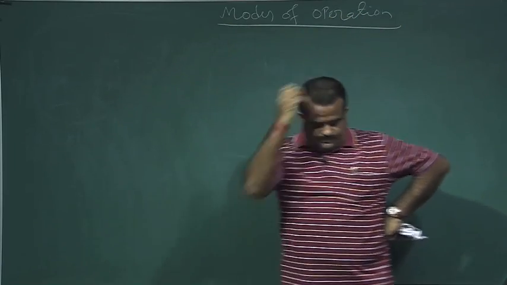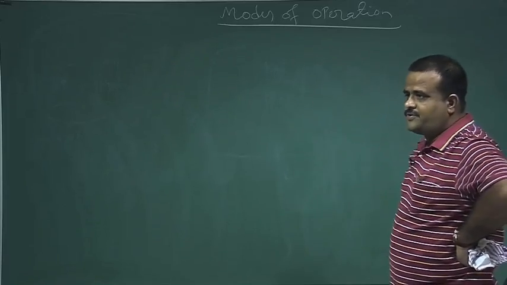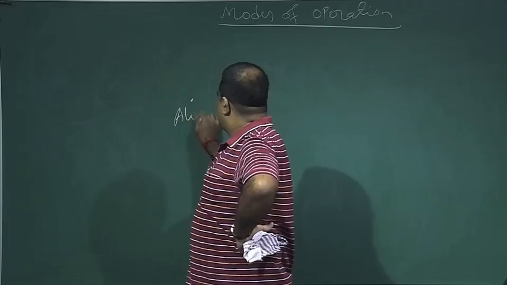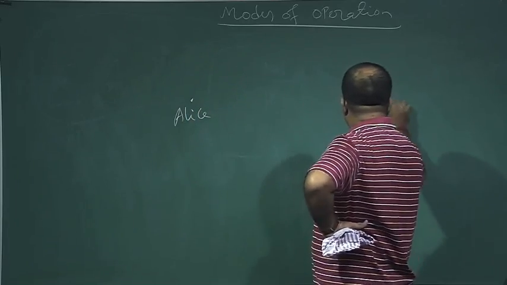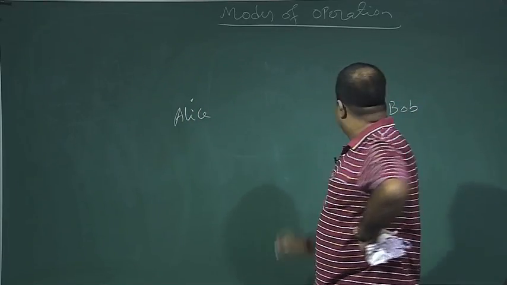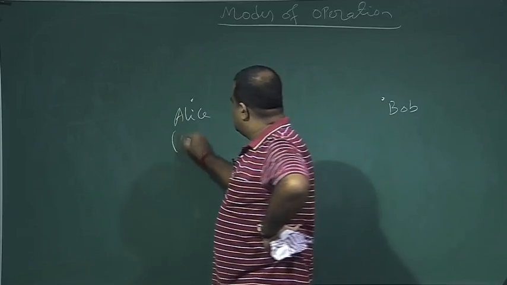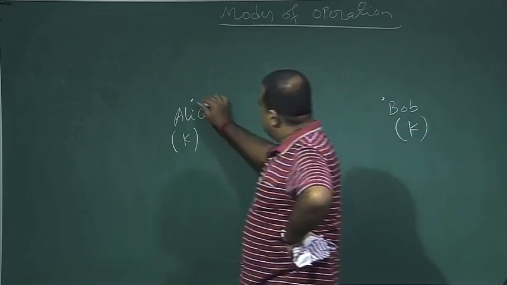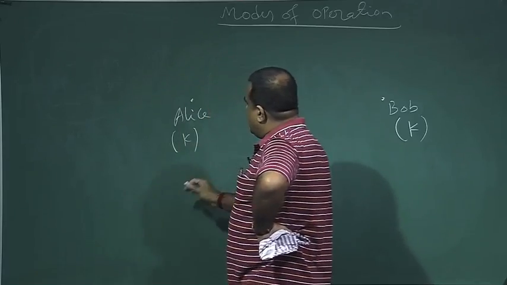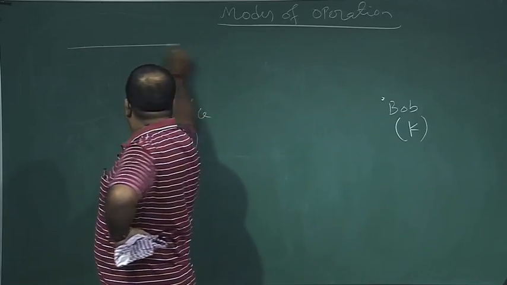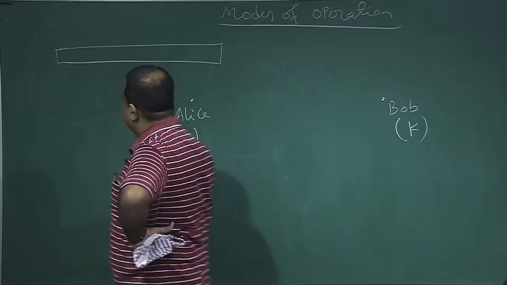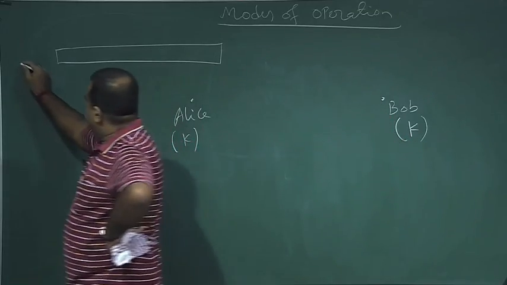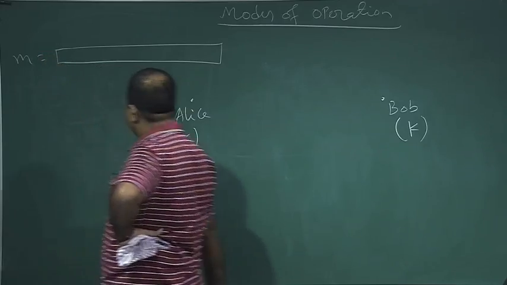Okay. So, this is under symmetric key crypto system. Alice and Bob are communicating with each other, and they have a common key k, that is the secret key they have. Now, suppose Alice has a plain text, which is a long message. This is the message, the plain text M.